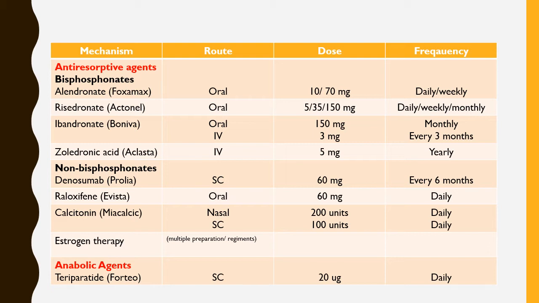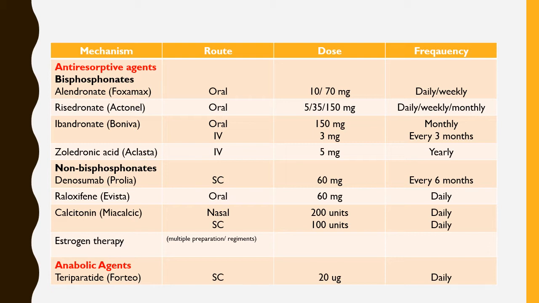Raloxifene, Evista, oral, 60 milligram daily. Calcitonin or Myacalcic: we have two forms, nasal and subcutaneous injection. Nasal puffs, 200 unit per puff, used daily. 100 unit subcutaneous injection also daily. Estrogen preparation or estrogen therapy, you have different preparations and regimens, and we'll discuss it later on.